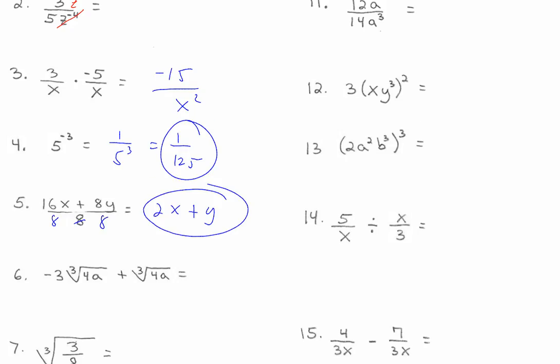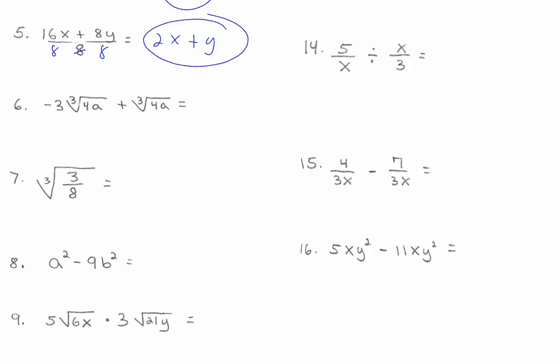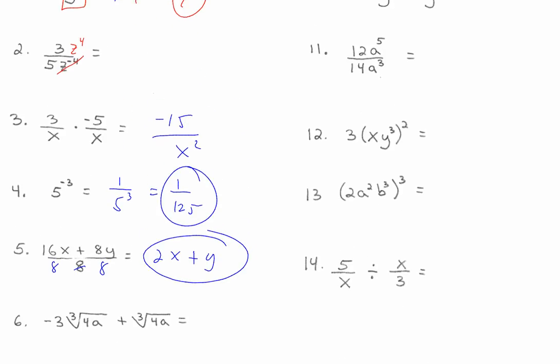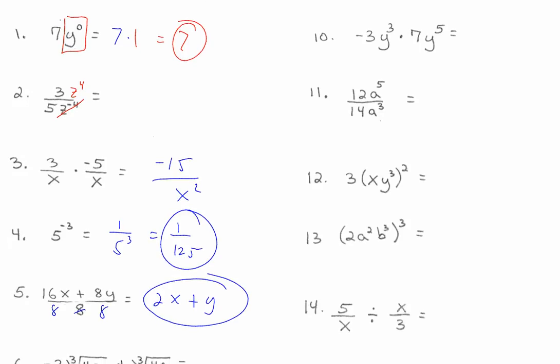And that is applying those rules. All right, let's see. 6, 7, 8, we're not ready for. 9, we're not ready for. Let's do 10 through 14. All right, I know I gave you a short time there. Who wants to give me 10? Anybody want to give me 10? Adam? Negative 21y to the 8th. Great. Negative 21y to the 8th, right?